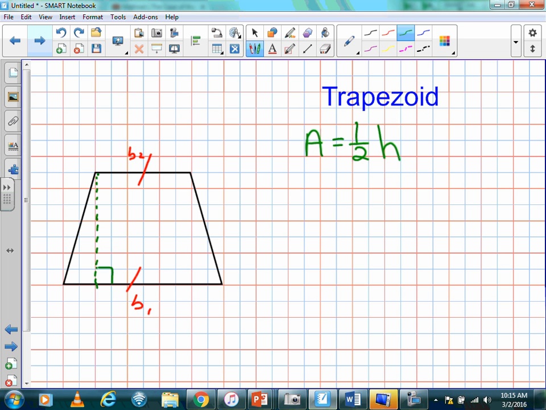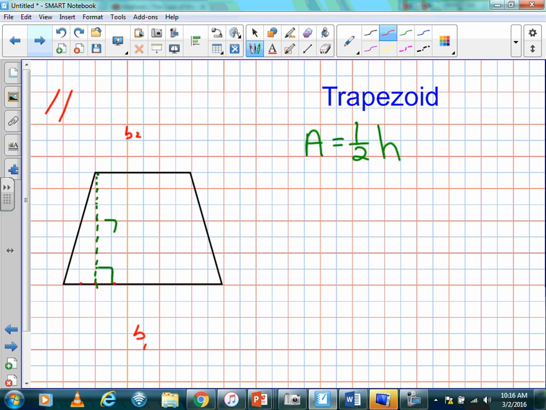So that's 1, 2, 3, 4, 5, 6, 7 high. Okay? And since we know that this is base 1 and base 2, and we know that they are the parallel lines, get it? Parallel. Let's count what we got.